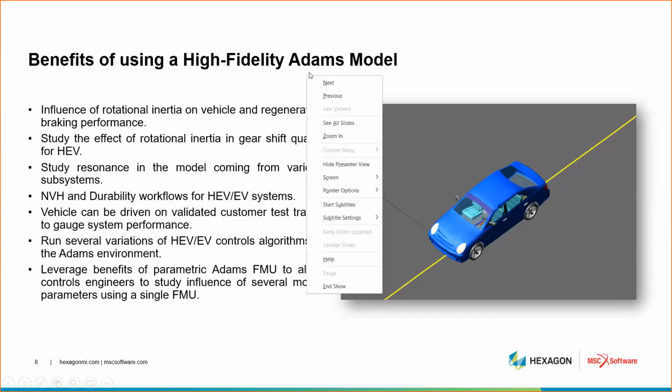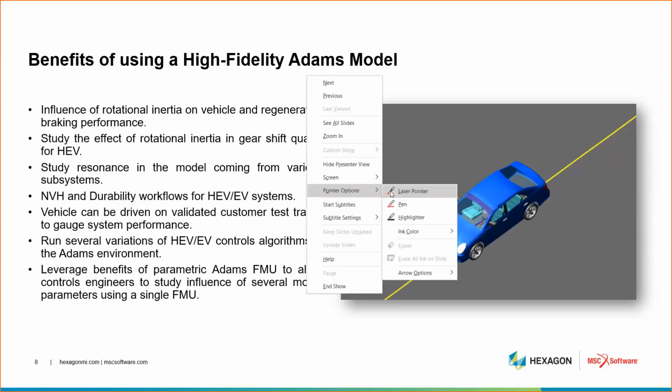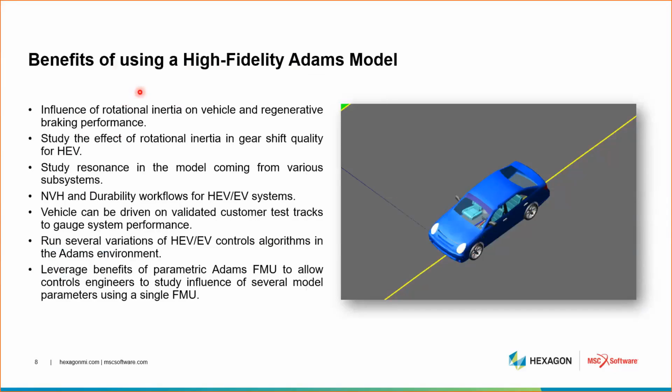And looking at the advantages of having a high fidelity Adams model, rotational inertia, as you all know, plays an important role in the performance of the EV and HEV powertrains. They account for about 10 to 13% of the regenerative braking performance. So it is very important to have an accurately modeled full vehicle system here inside Adams so that you can see the influence of different parts on the control strategies.